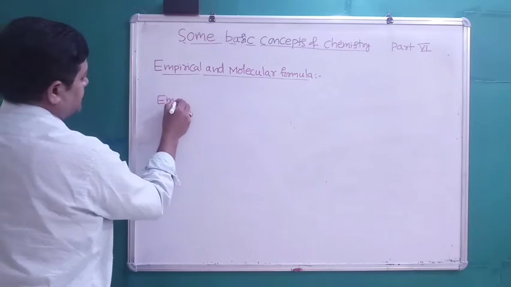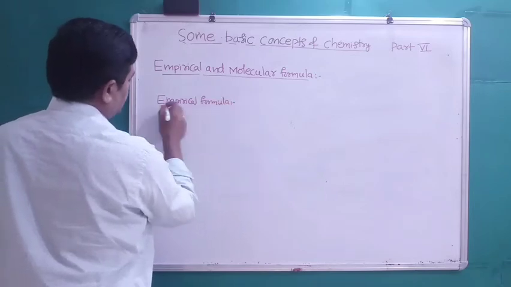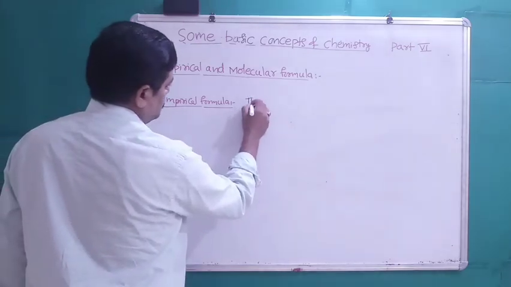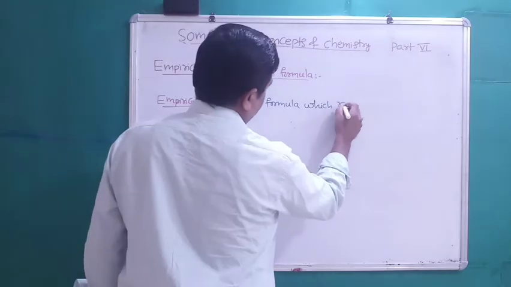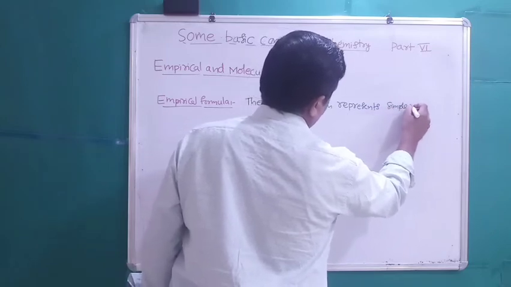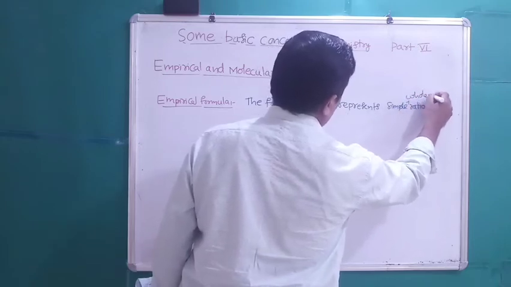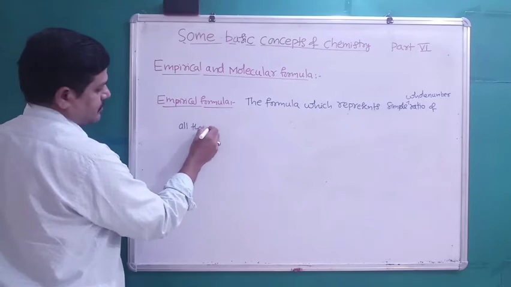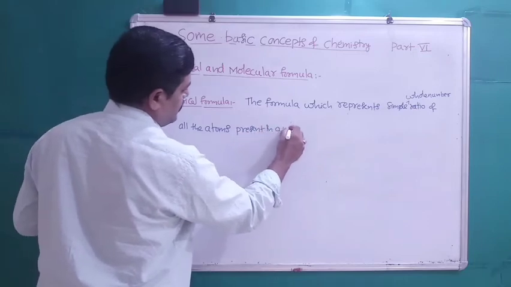First, let us see what is meant by empirical formula. Empirical formula is a formula which represents the simple whole number ratio of atoms of all the atoms present in a molecule.